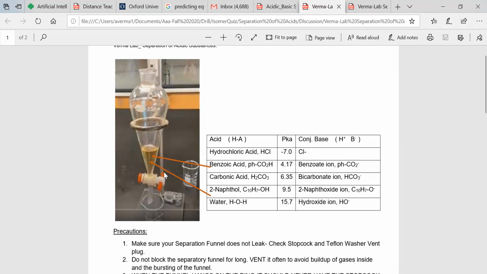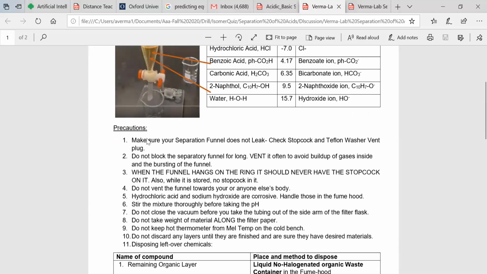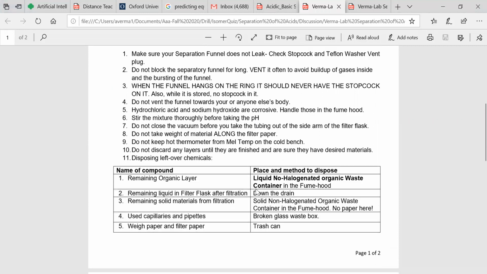The Teflon washer vent plug should be closed before you make sure of the two separate distinct layers in this funnel. Do not vent the funnel pointed toward yourself or anybody else. You will be using thermometers in the melt temp, so do not put those on the cold bench either.